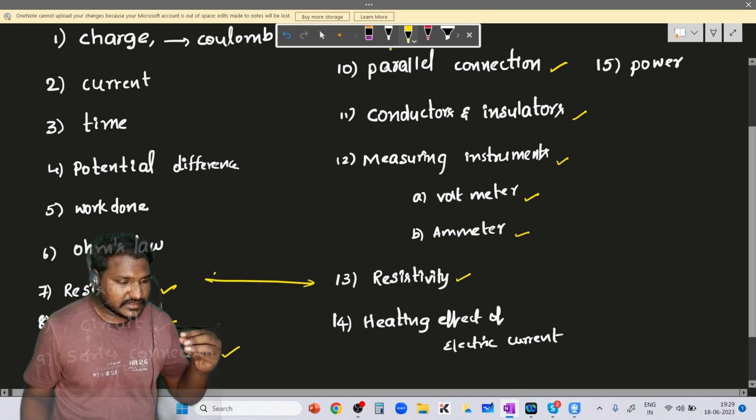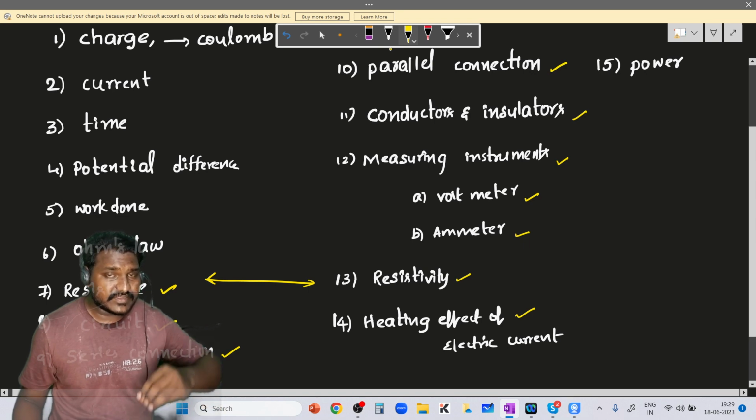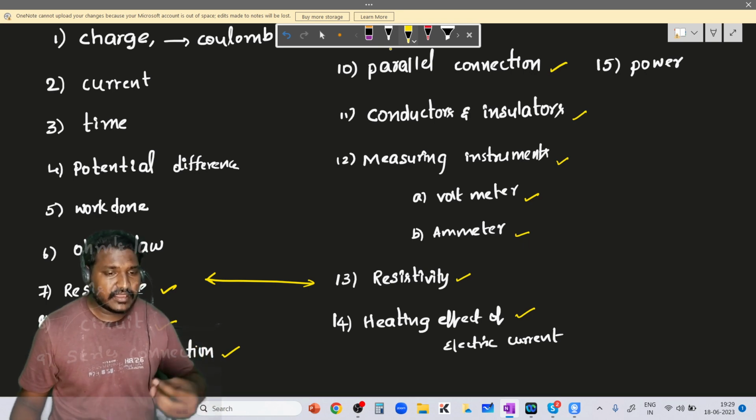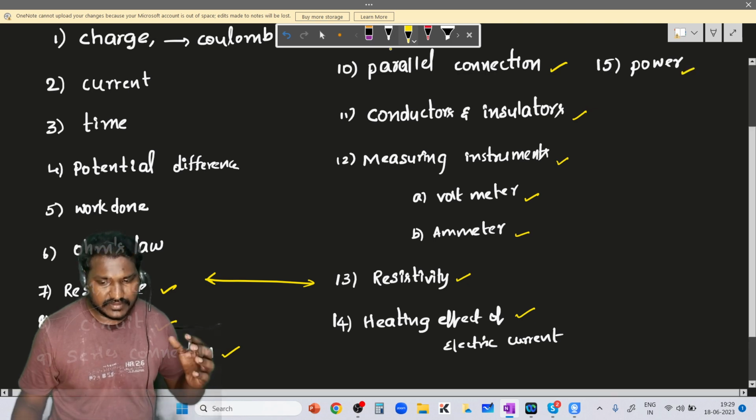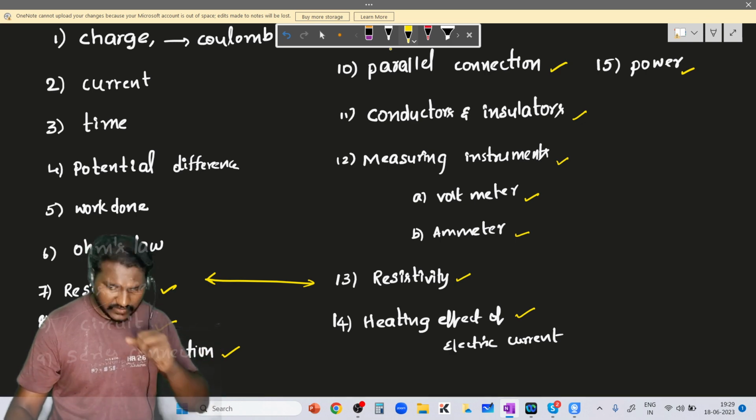and the heating effect of electric current and its applications, where we use electricity to produce heat, and finally we'll study power. So these are the topics we are going to study, and that will be the end of this chapter. Very important chapter.